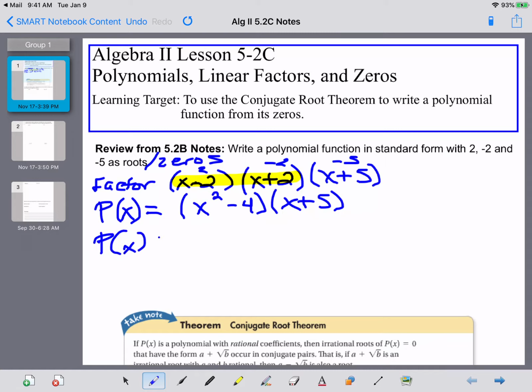So p of x equals x squared times x would be x cubed. Outsides would be x squared times 5, so 5x squared. Insides we'd have -4 times x. And last we'd have -4 times 5, which would be -20. So there's the polynomial that would have zeros at 2, -2, and -5. You could always graph that just to double check that it's hitting the x-axis at those 3 points.